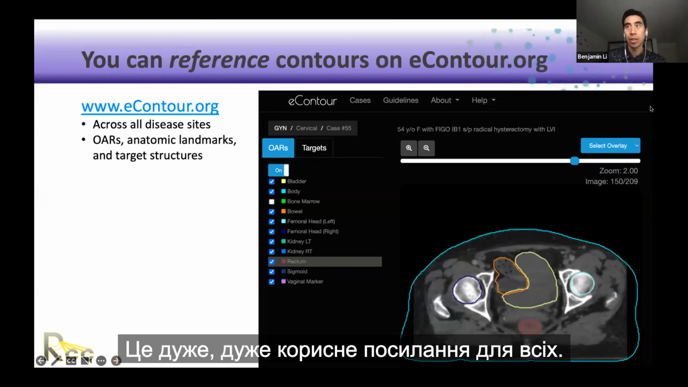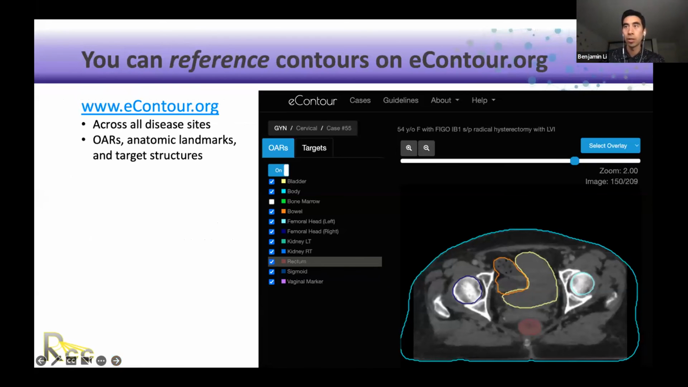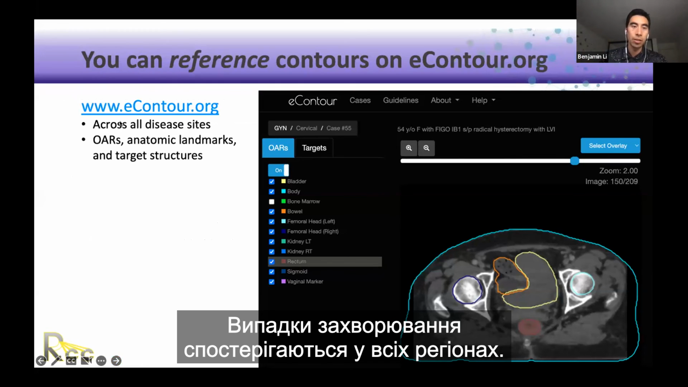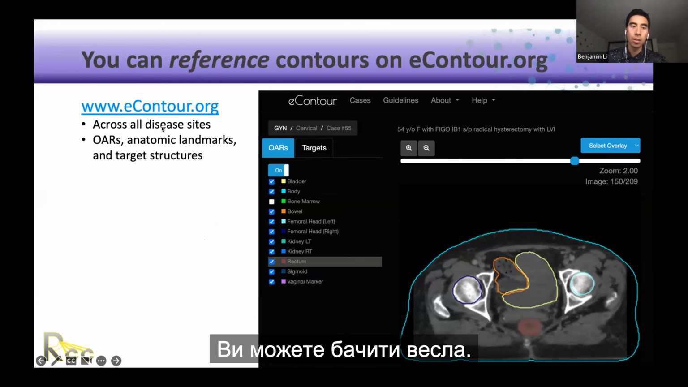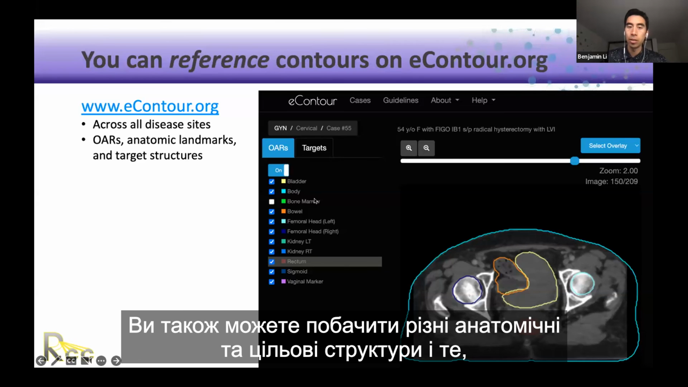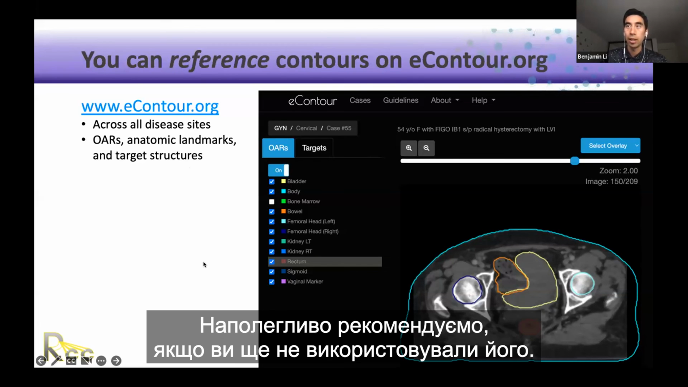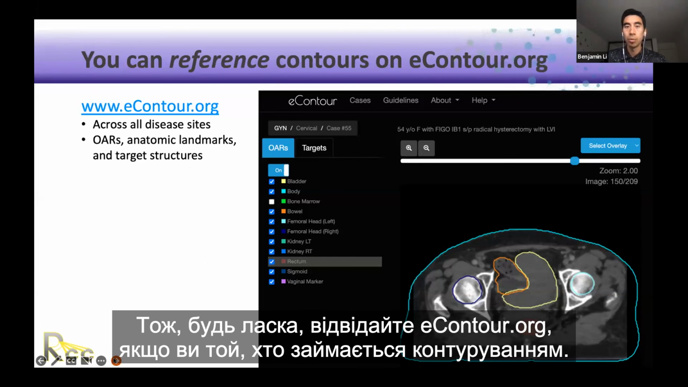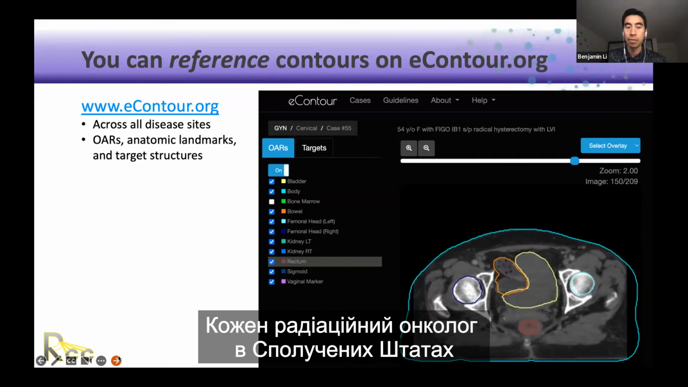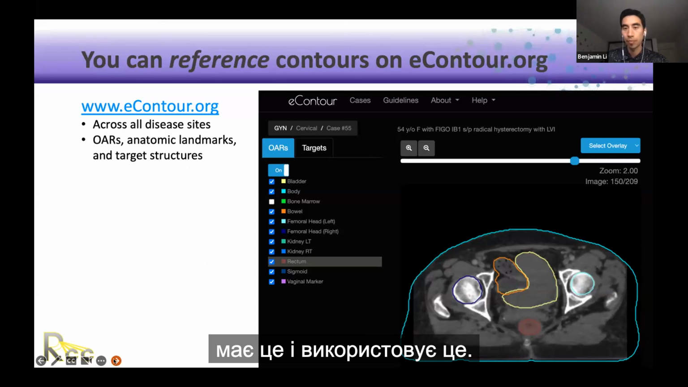This is a very, very helpful reference for you, everyone. This is econtour.org. This has cases across all disease sites. You can see the OARs. You can also see different anatomy and target structures and what they look like. Highly recommend this if you have not used it. The account is free. So please visit econtour.org if you are someone that contours. Like every radiation oncologist in the United States has this and uses this.